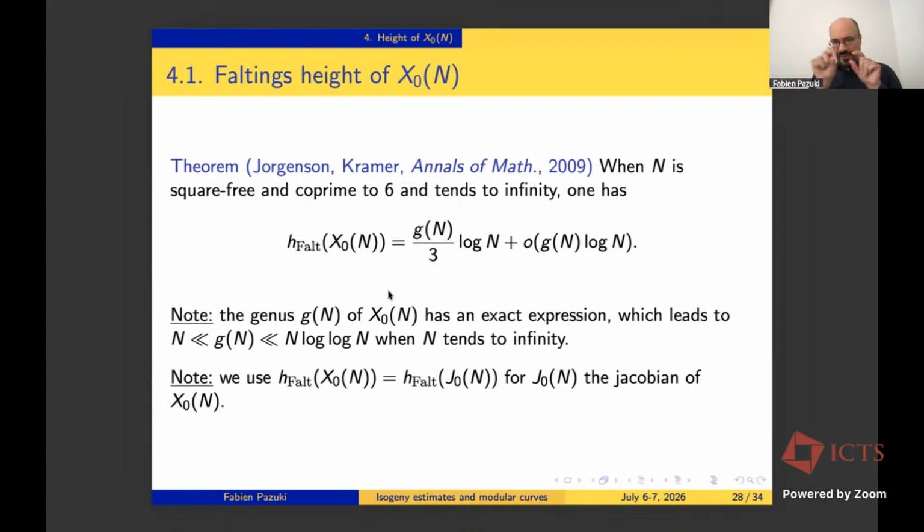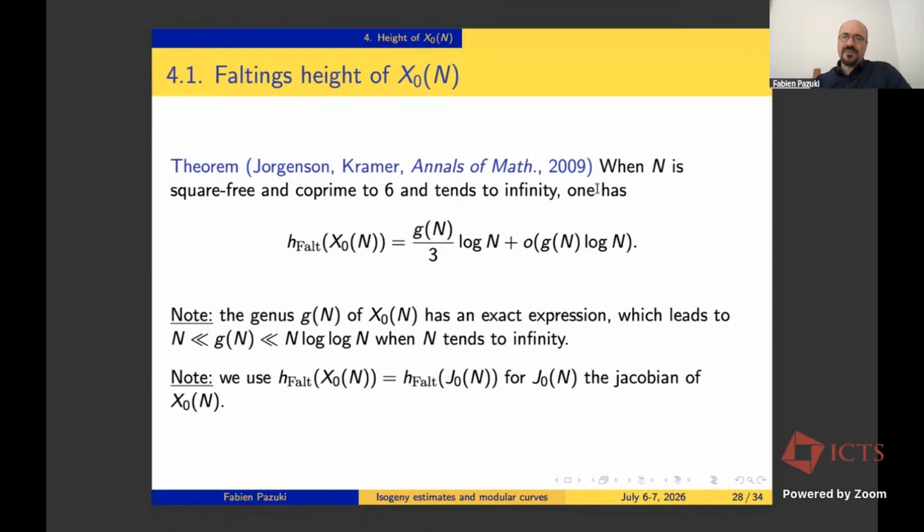And if you take a look at all the terms in this exact expression, I mean, you will have something a bit more precise a bit later in the slides. It's in between n and n log n in size. We have a more precise formula, but in size, it's like that. So basically, this grows at least like n log n over 3. This is for the Faltings height of X_0(n). So there are some error terms that are controlled.